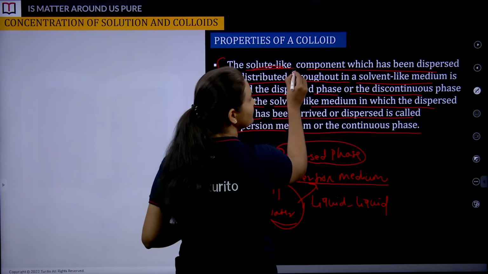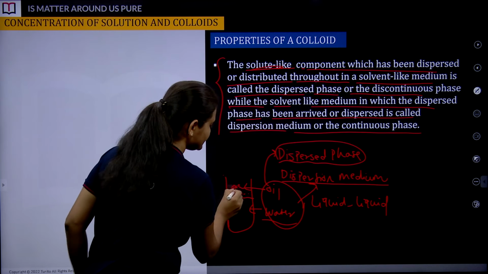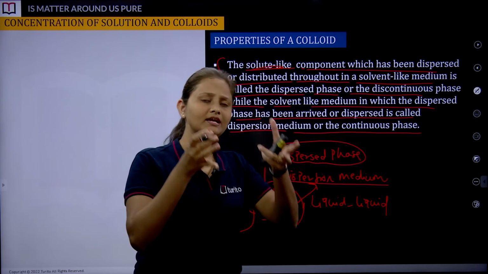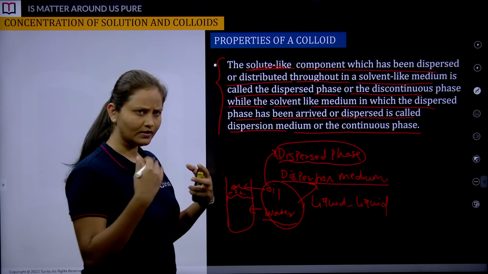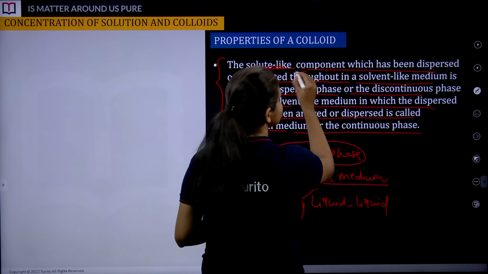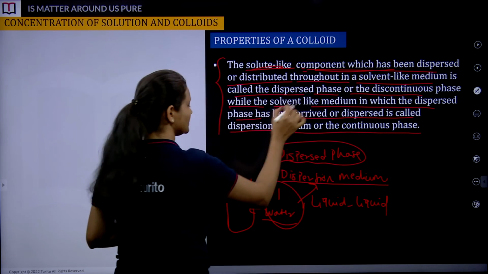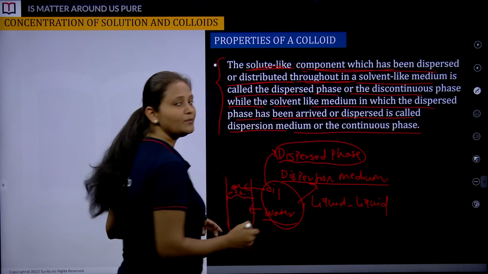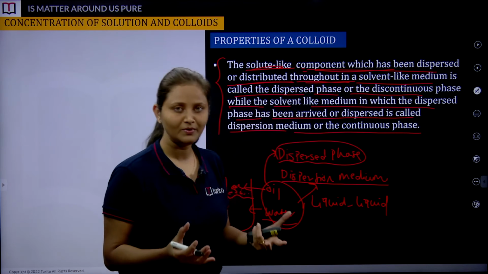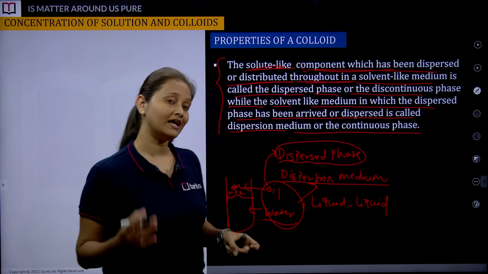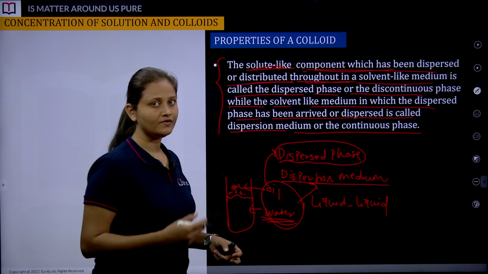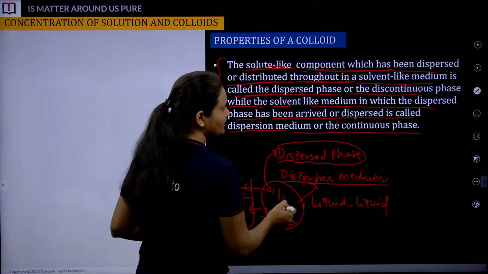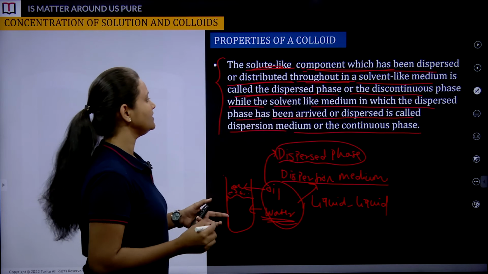The solute-like component. So definitely oil is in lesser quantity, and we know that whatever you add in lesser quantity becomes your solute. Okay, it's a solute-like component which has been dispersed or distributed throughout in a solvent-like medium. Oil is a solute-like component dispersed in a solvent-like medium. So here we have water, which is nothing but the solvent-like medium. The oil becomes your dispersed phase or discontinuous phase.